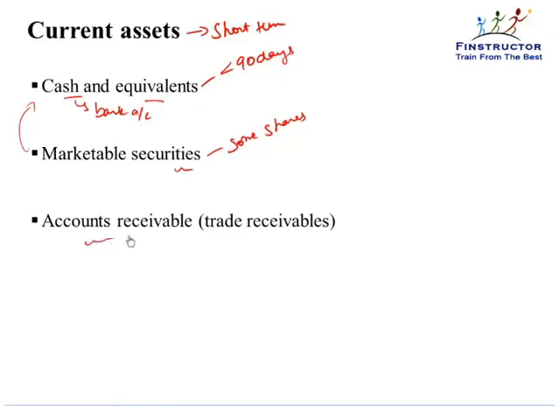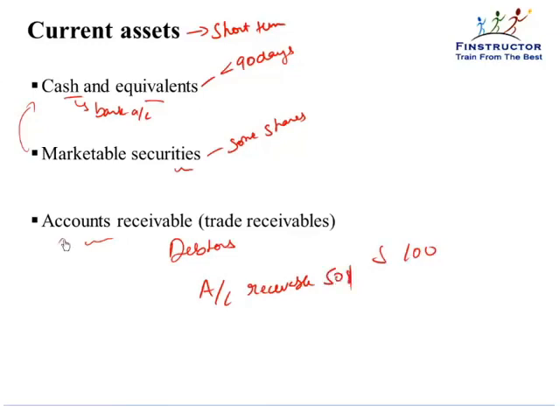Accounts receivables, as we studied, also called trade receivables, are outstanding dues from our customers. These are also called debtors. So if I have made the sale, delivered the product, and recognized the revenue, and I'm still yet to receive the cash, then that outstanding cash would be sitting as an accounts receivable. So let's say I received $50, but $50 is yet to come.